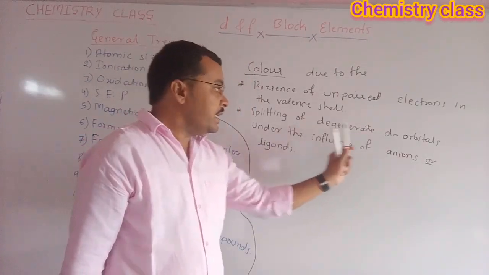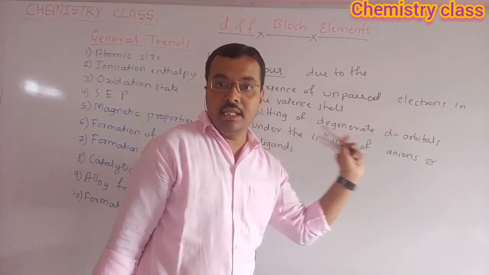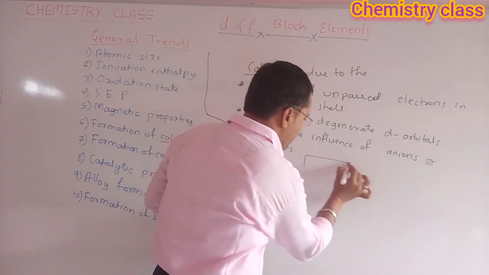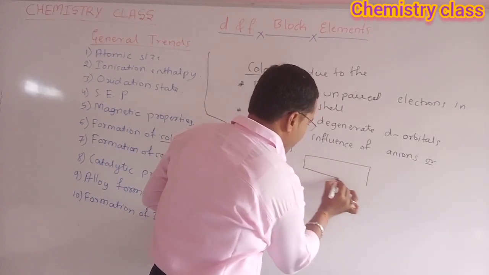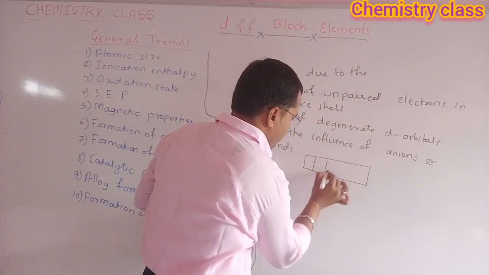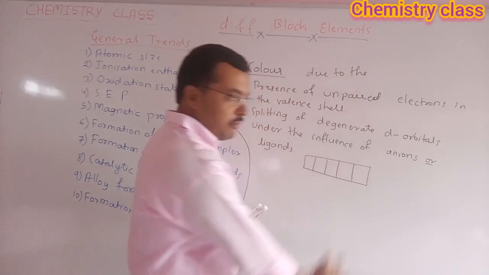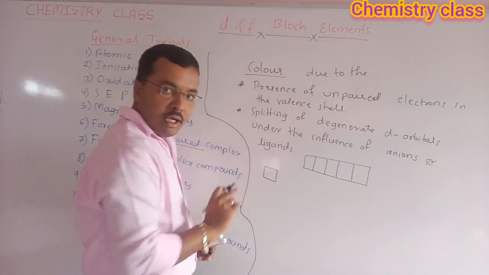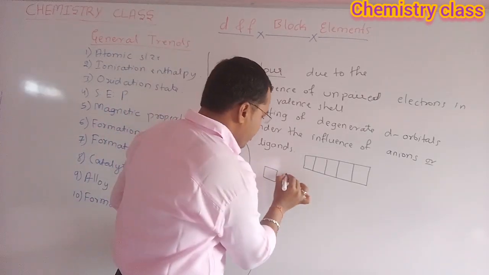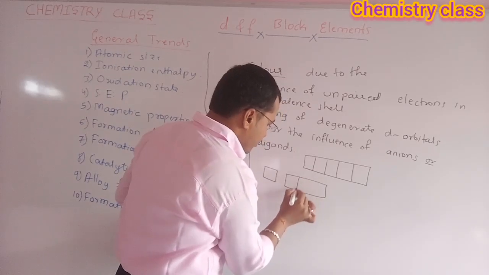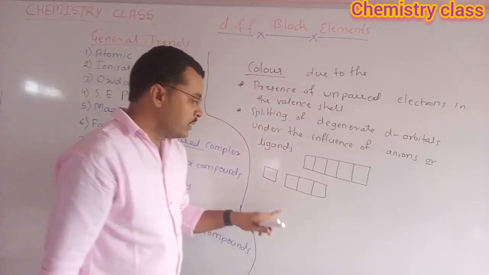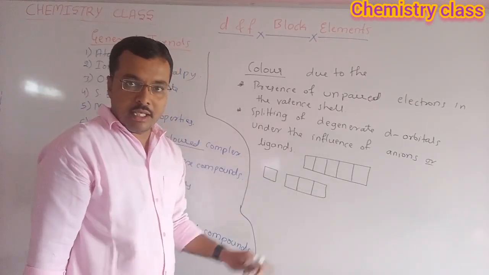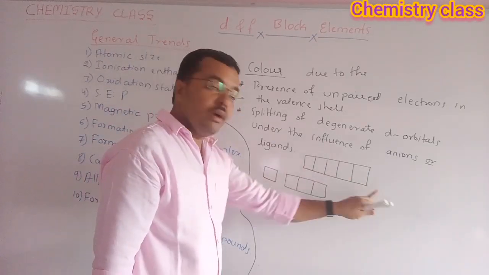Degenerate d orbital: degenerate means equal energy. In the D series of elements we can observe a total of 5 orbitals. In the S atomic orbital we can observe only one orbital. In the P orbital we can observe the 3 atomic orbitals. This is the S atomic orbital, the P atomic orbital, and this is the D atomic orbital, having a total of 5 orbitals.